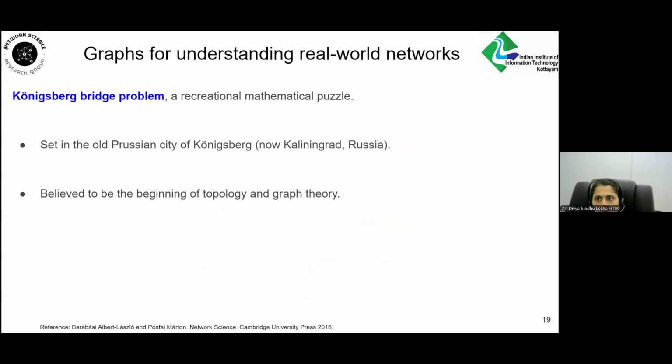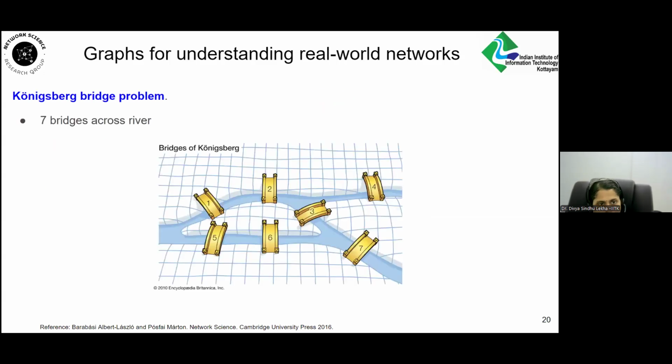I think some of you are already mathematicians here, so I'm not taking much time discussing the history of graph theory. It might be known to you already. Graph theory started from a recreational mathematical puzzle known as the Königsberg bridge problem. This was set in the old Prussian city of Königsberg, and it is believed to be the beginning of topology as well as graph theory.